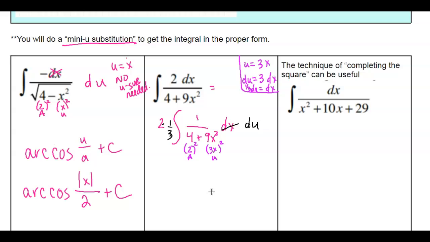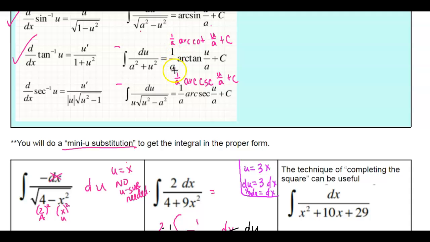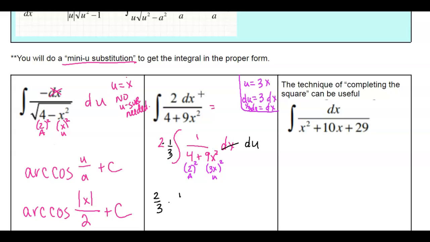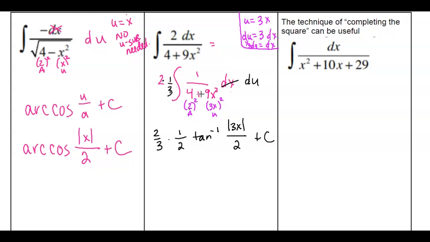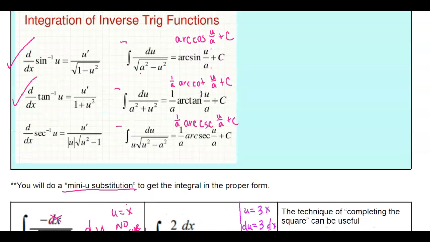So the 2/3 stays, and then it's still going to be 1 over a inverse tangent u over a plus c. Okay? Now, if you can skip steps, that's fine. I just don't like to, especially when I'm trying to teach something. So the 2's reduce. I get 1/3 inverse tangent of 3x over 2. Okay? So as a rule, all of these do just have those domain restrictions on the u.